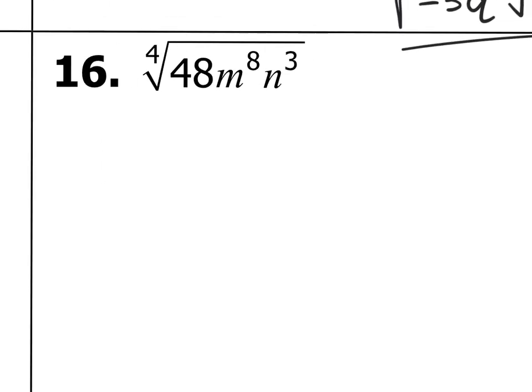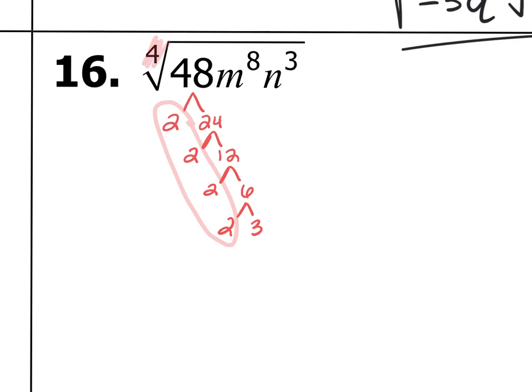The next problem is also a 4th root, but has a constant. So I can divide that by 2, get 24, by 2 again, get 12, by 2 again, get 6, by 2 again, and get 3. And I need a group of 4 because the index is 4 to break it out. So outside the radical, I'll have a 2, and inside the radical, I'll have a 3.